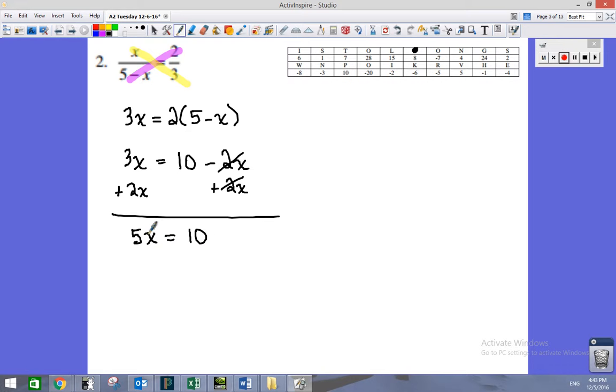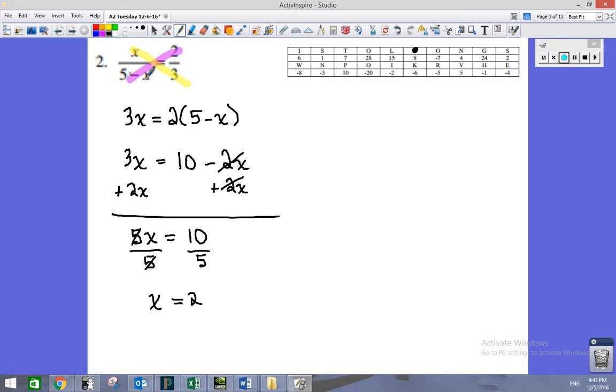Now it's pretty easy to see by inspection that 5 times 2 is 10. On the left hand side we have 2 factors. The factor of interest is x. To get rid of this other factor, I do the inverse operation. Instead of multiplying by 5, we divide by 5. And 5 divided by 5 is 1, so we have that x is equal to 2.